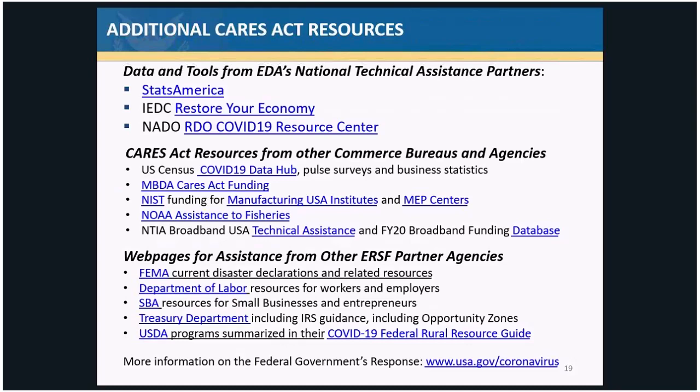EDA has a number of additional resources to support our integration mission, both within EDA from our national technical assistance partners, as well as from other Department of Commerce bureaus and agencies, and from the partner agencies that support EDA's leadership of the economic recovery support function. A number of those resources, including those that feature CARES Act assistance, are featured here on this slide. The first among these is Stats America, available at statsamerica.org, which is a portal for data and information that can help communities prepare their strategic plans for economic recovery.